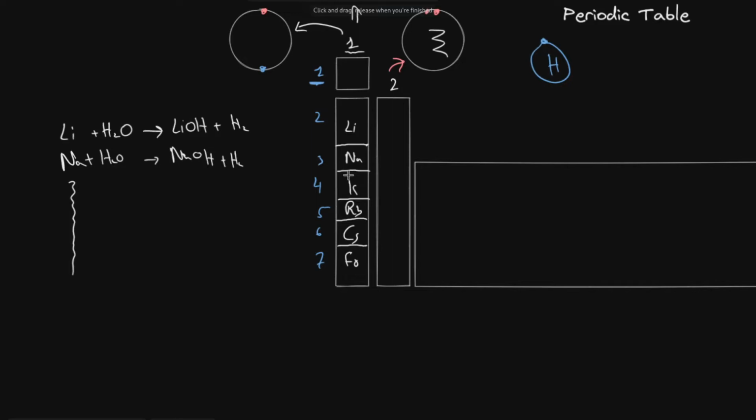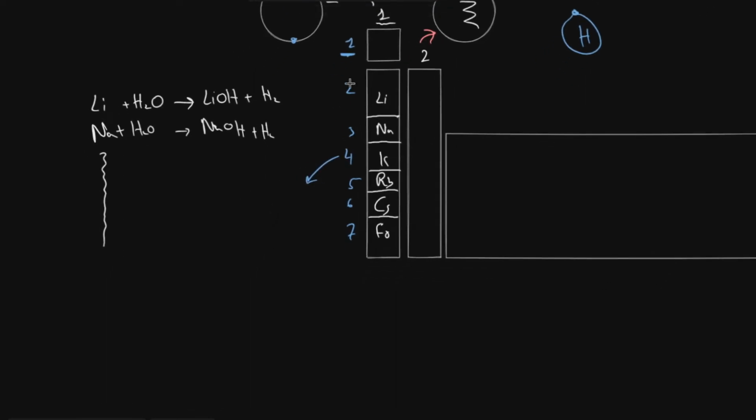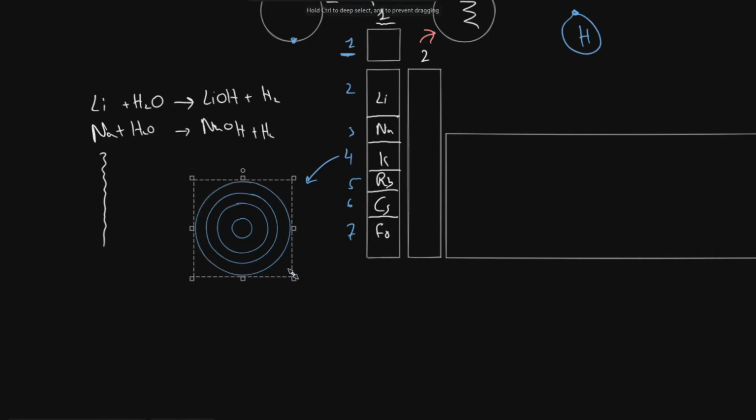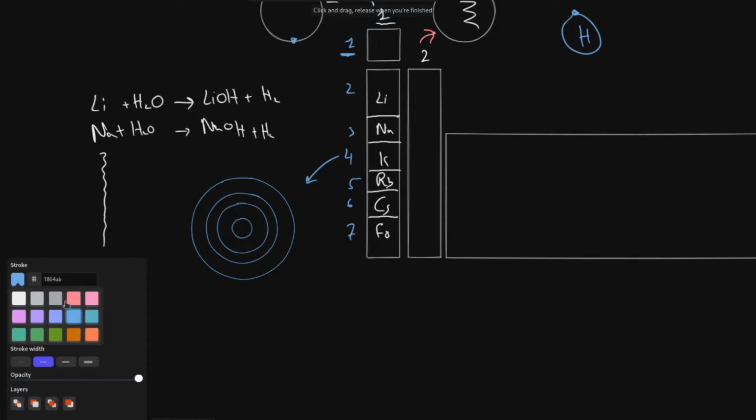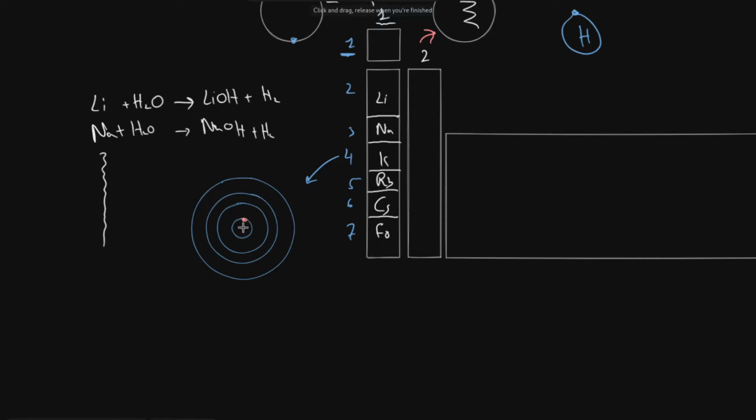So for example, I want to create the shell structure of potassium. If I want to do that, then I can do that by creating 4 shells, 1, 2, 3, 4, right? And inside them we can fill in the number of electrons one by one.